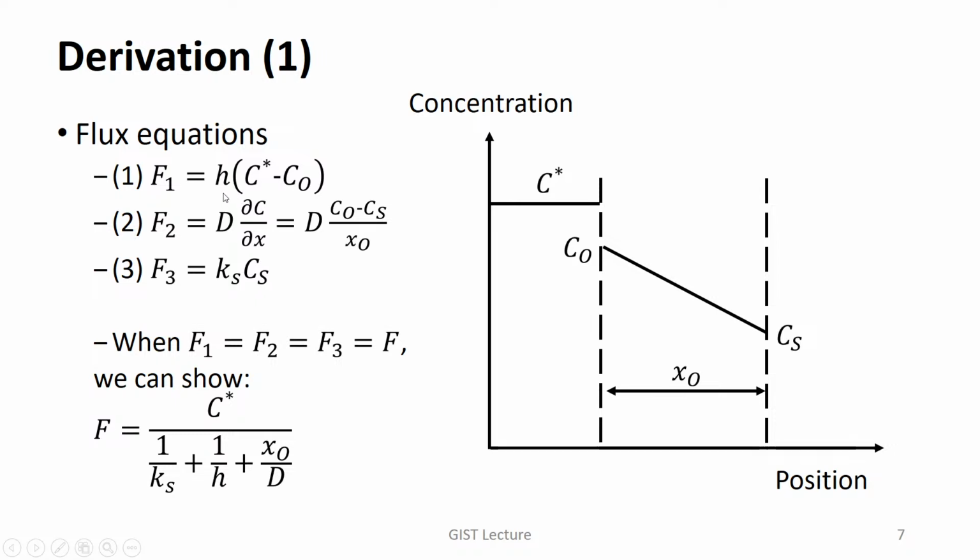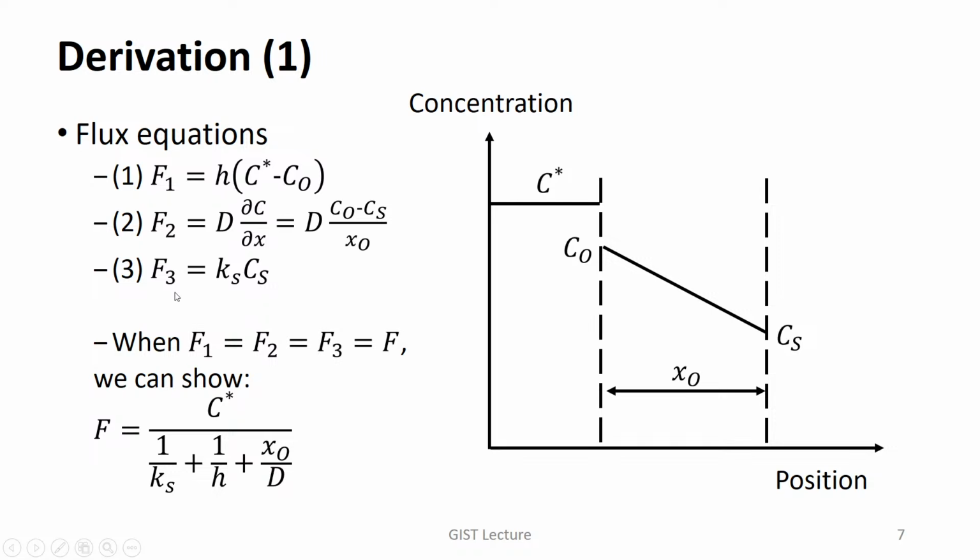Here we have some parameters like H, D, and Ks. They are all related to each process. And here X_O is the thickness of the oxide layer. Actually, we want to understand the temporal variation of X_O. So how can we do that? Now we identify three different fluxes.